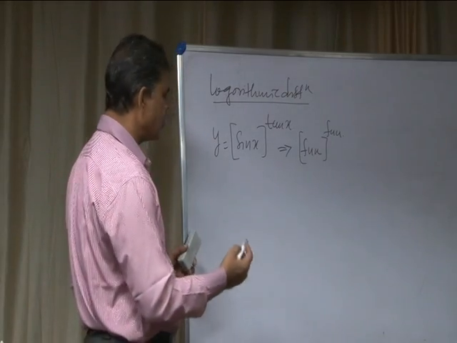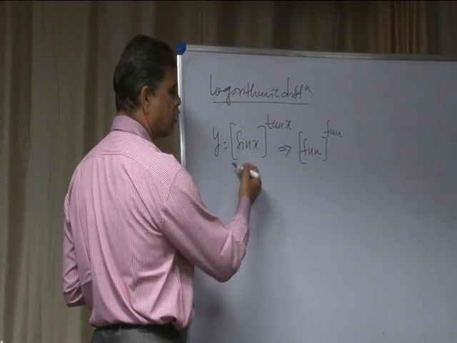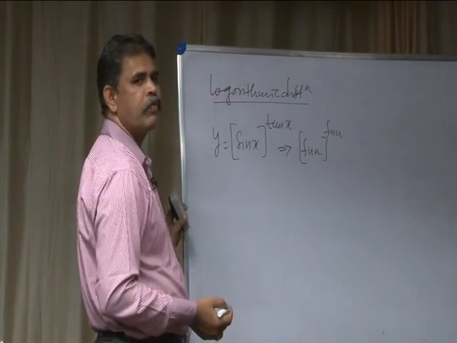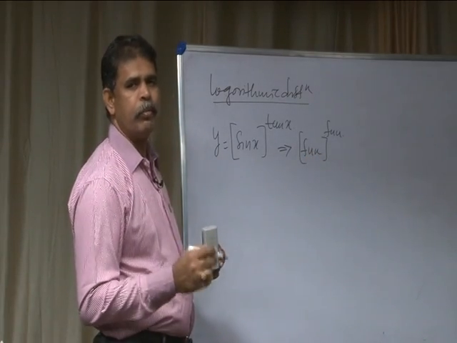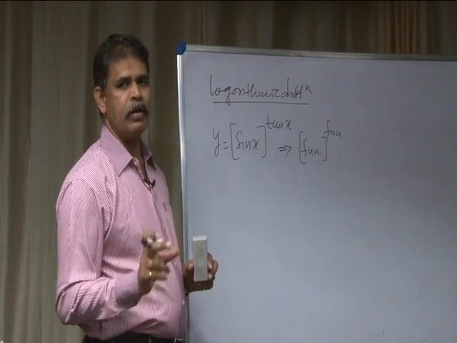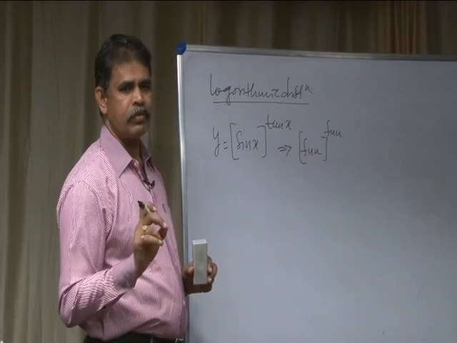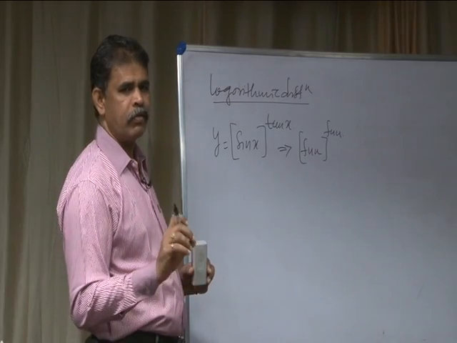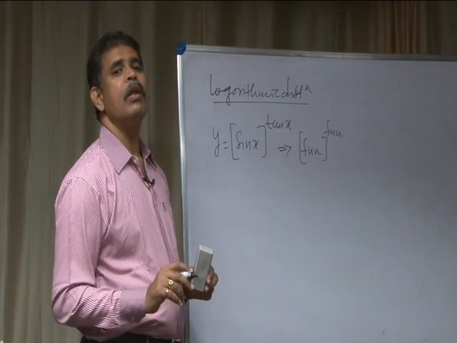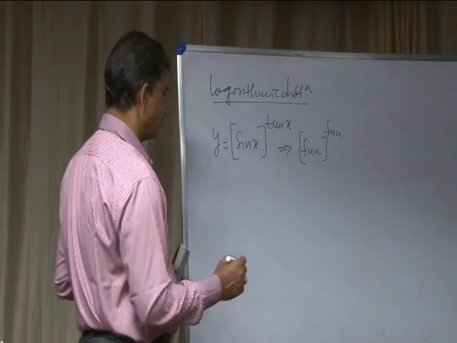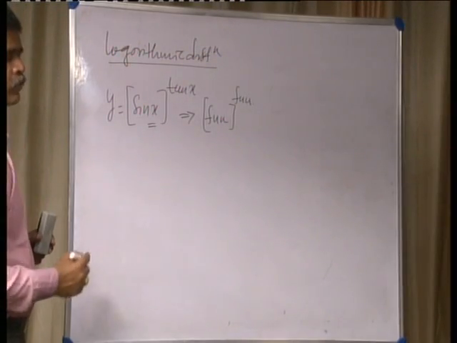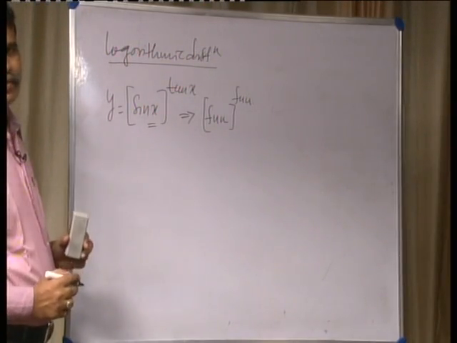Is it clear? So, when the function to the power of function is given, we have to use laws of logarithm to make that function differentiable. Then it is to be differentiated with respect to x, and finally, we have to find out dy by dx. That is the procedure to get logarithmic differentiation. You take y is equal to sin x to the power of tan x.